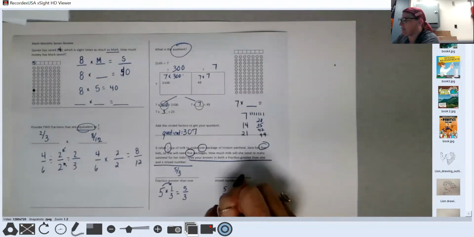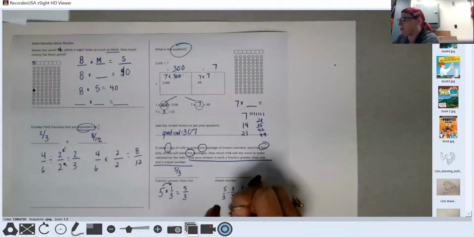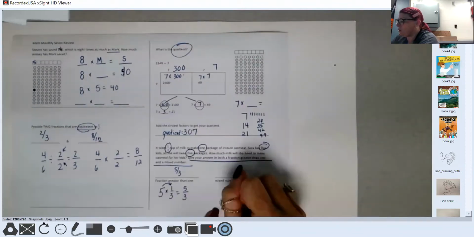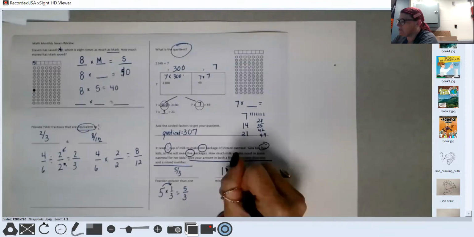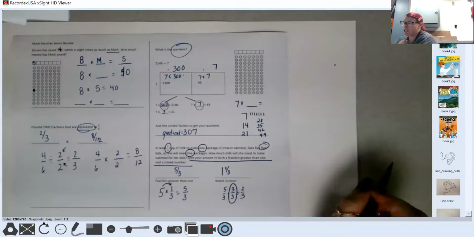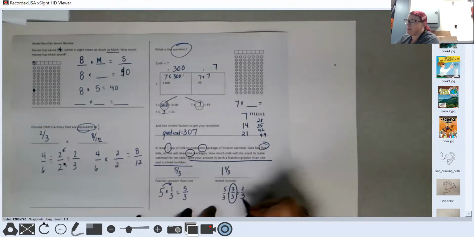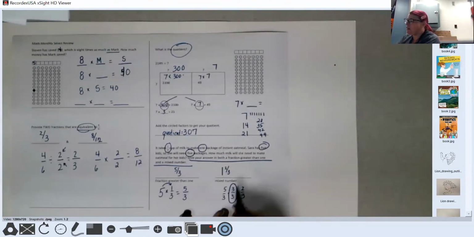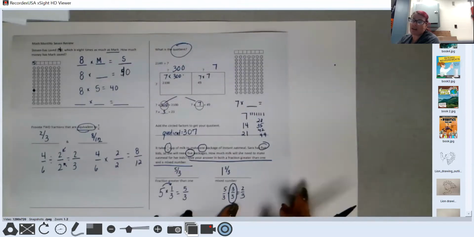5/3 minus 3/3 equals 2/3. That's 1 whole cup and 2/3 cups. So that is my mixed number. And I did that by subtracting out the fractional whole until I got to a fraction that was not greater than 1.